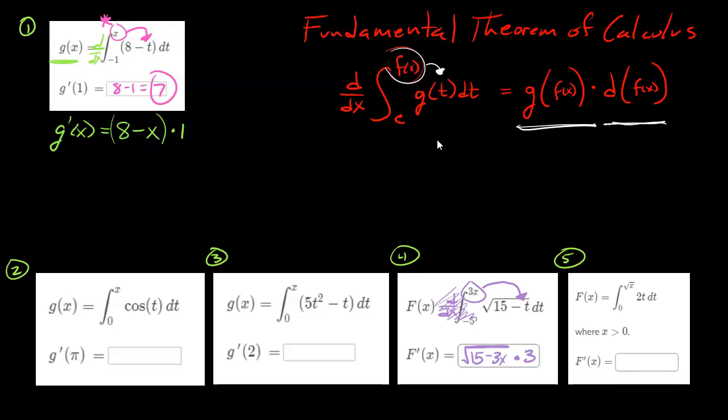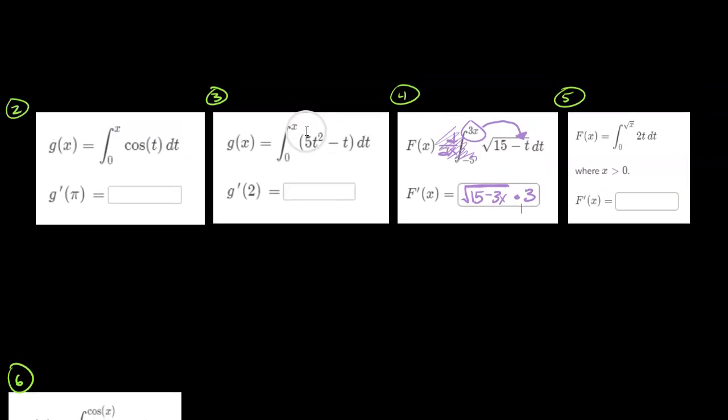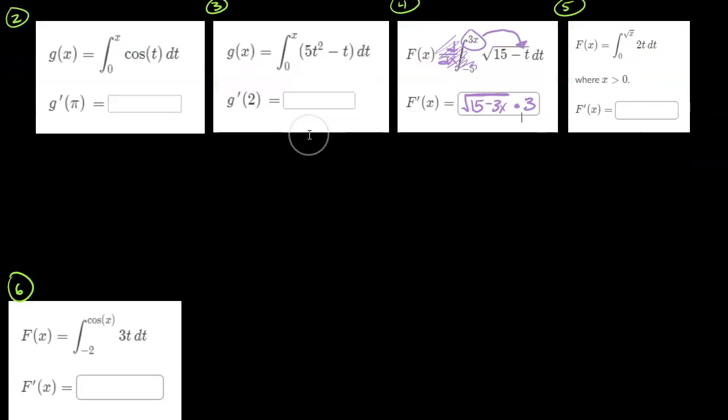Let's do 2. We'll do 2, and then I'll have you guys try 3, 5, and 6 on your own. I think there was 6. Yep. So let's do 2 together.